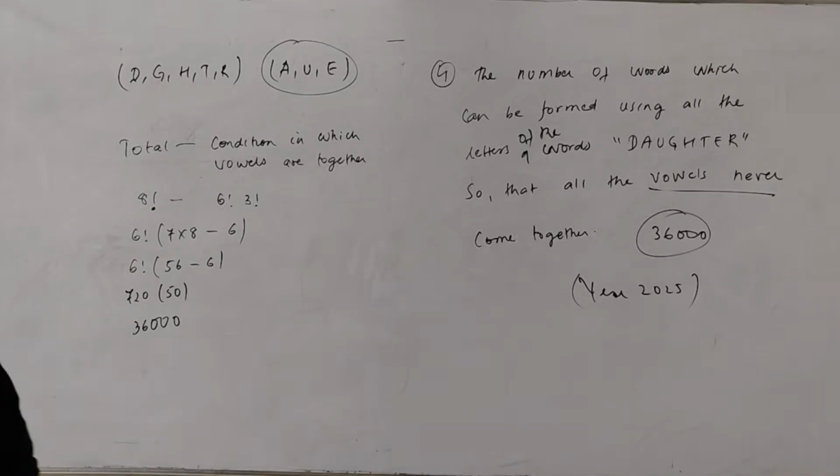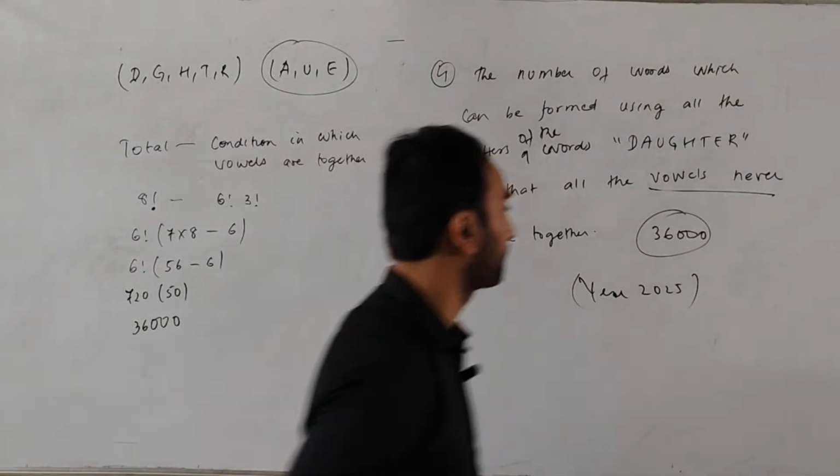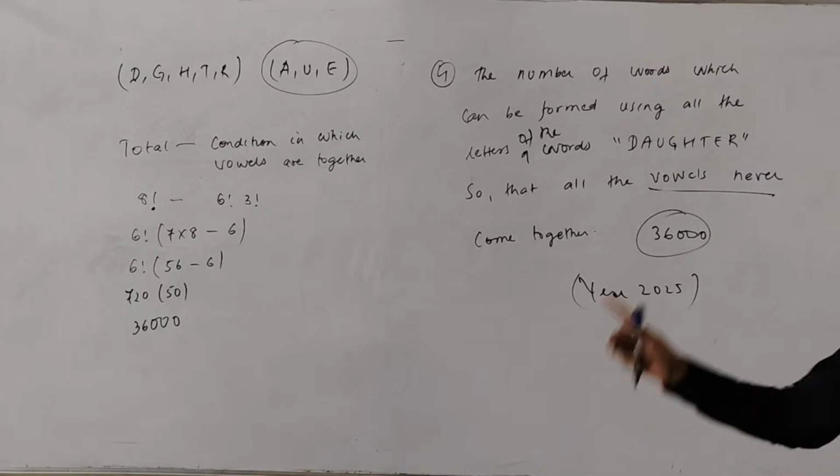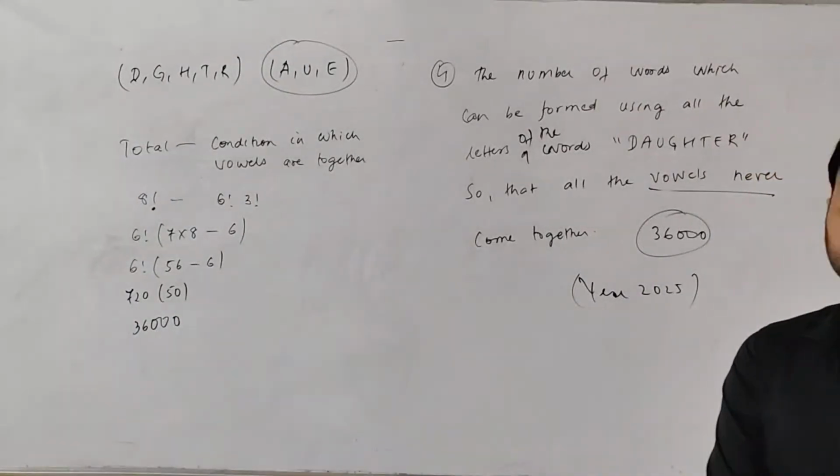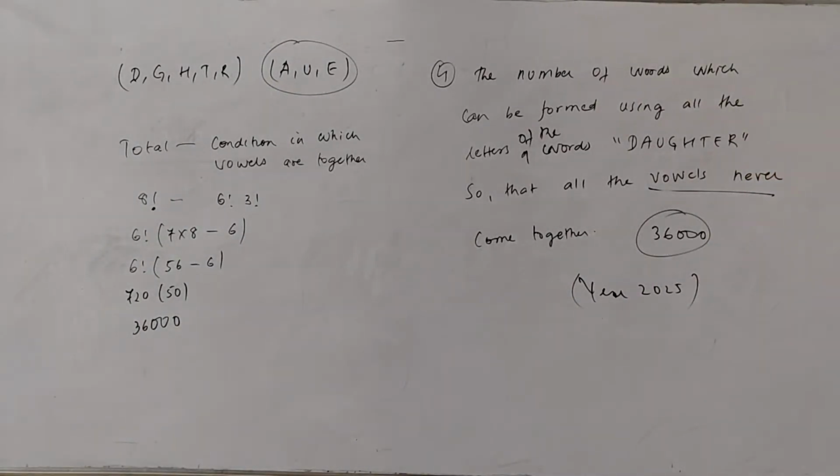Okay, can we move to the next one? One more problem we'll take from 2023. The answer is 36,000. One more problem we'll take from the year 2023.